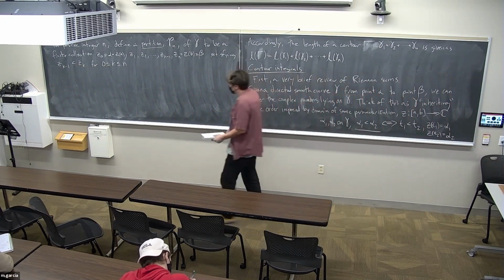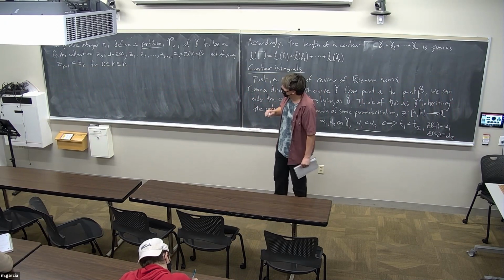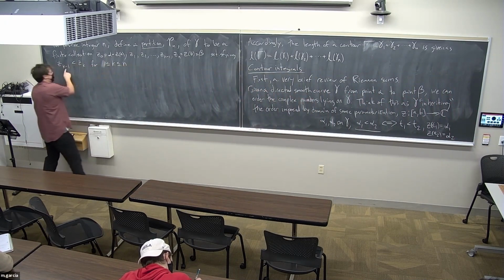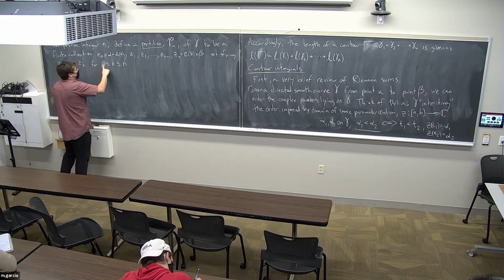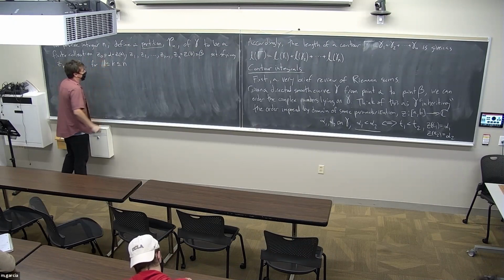Can you have k equals 0? Like, can I have k equals 0? No. Right, sorry. Since I defined it this way, you're right. There's no such thing as z sub minus 1, right? Good, thank you.